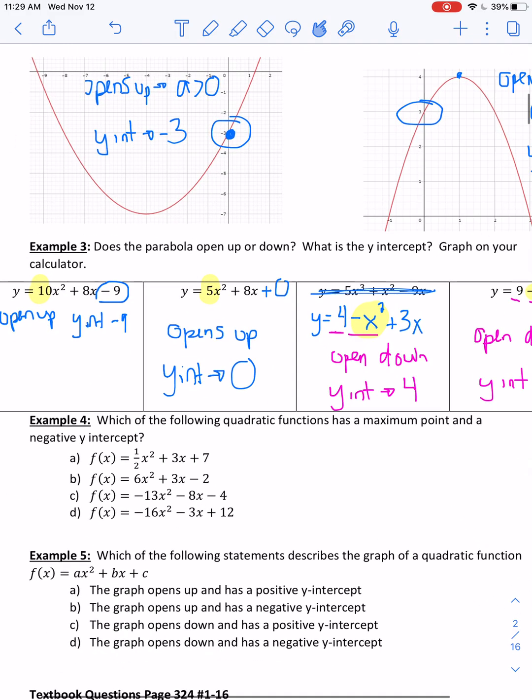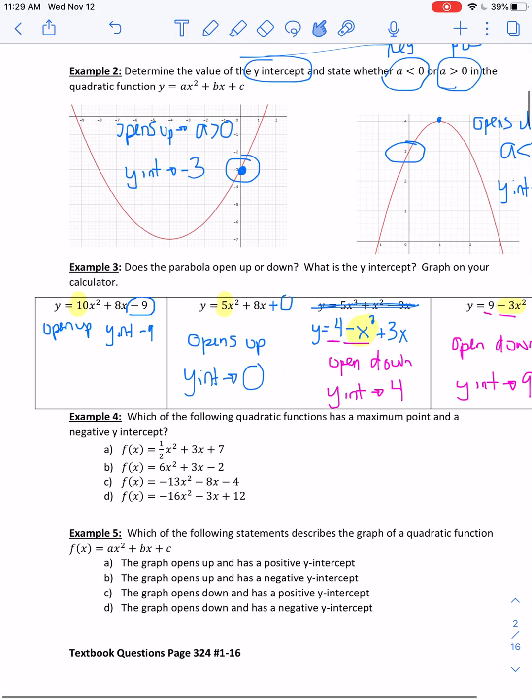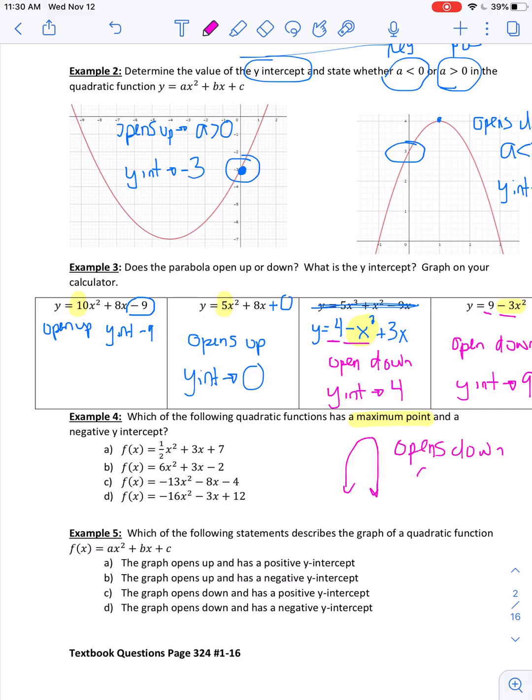Moving on to example 4, this is a multiple choice question. Which of the following quadratic functions has a maximum point? So if it has a maximum point, right, let's draw a picture here. Here's a parabola with a maximum point. That means it would have to open down. If it opens down, it would need an a value that's negative. It'd be less than 0 or negative. So right away we know both a and b are wrong because they both have positive a values. So we need a negative a value, so it has to be c or d.